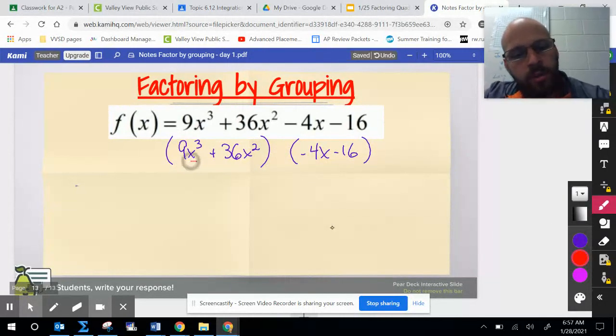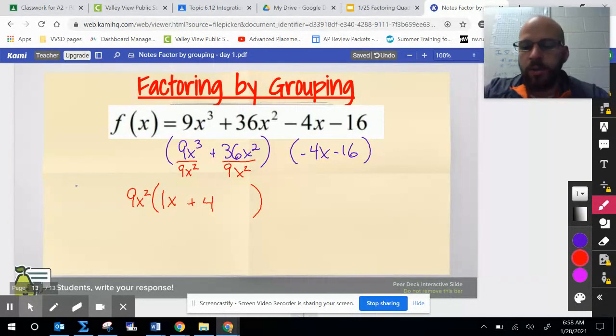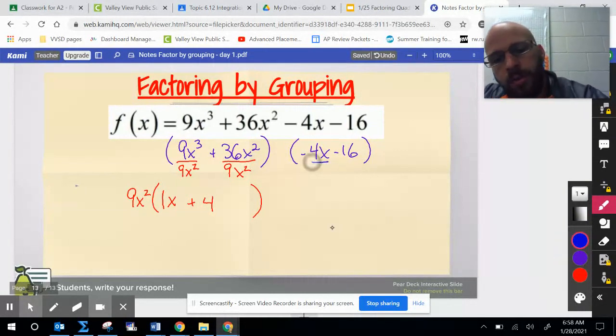I'm going to take out the greatest common factor, so 9 and 36. I can divide both of those by 9 and an x squared. So if I get a 9x squared out front, 9 divided by 9 is 1. X cubed divided by x squared is just x. 36 divided by 9 is 4. X squared divided by x squared, there would be no x's left. So we're going to do the same thing now with the second group.